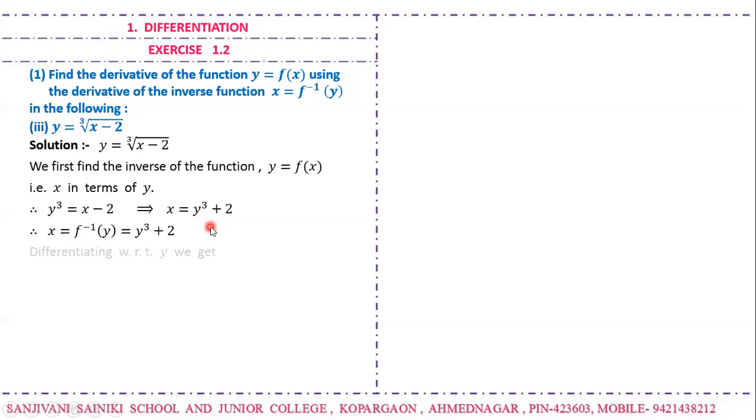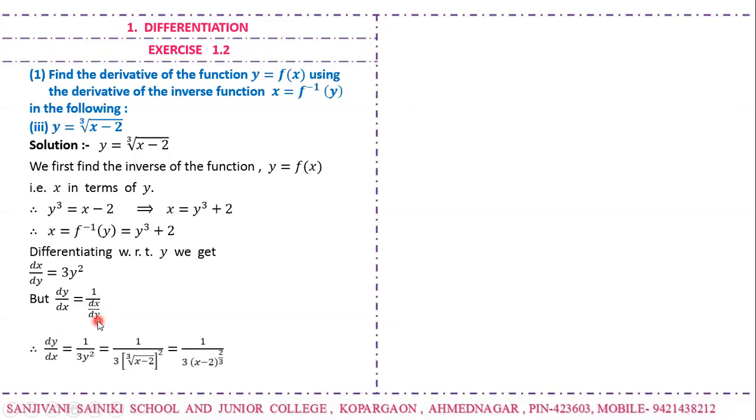We will differentiate this with respect to y. dx by dy is equal to 3y square, and the derivative of 2 is 0. So using the formula, dy by dx is the same as 1 upon dx by dy. So dy by dx is equal to 1 upon 3y square, which is equal to 1 upon 3 times (cube root of x minus 2) whole square. This (cube root of x minus 2) whole square can be written as raised to 2 upon 3.